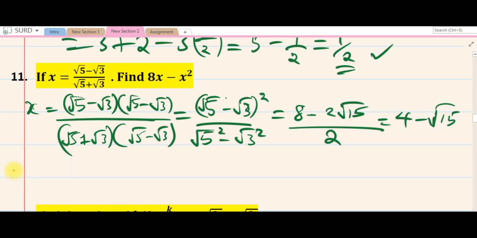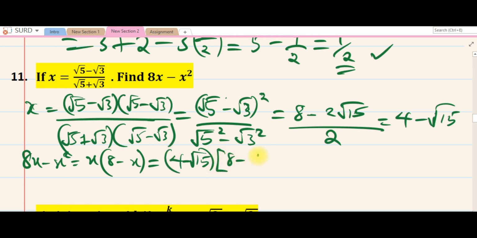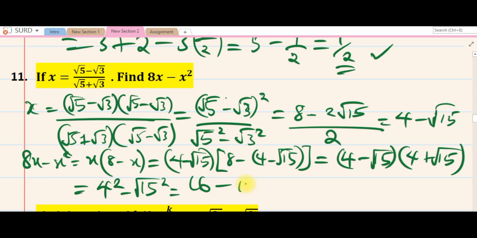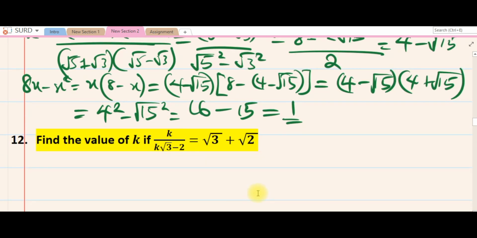But we're asked to find 8x minus x squared. So I now write 8x minus x squared as factor x, 8 minus x. So remember, we have x as 4 minus root 15. 8 minus 4 minus root 15. That's our x. Again, this turns out to be 4 minus root 15. 8 minus 4 is 4. Minus times minus root 15 is plus root 15. And this turns out to be difference of two squares, which is now 16 minus 15. The answer is 1. So the best way is to factorize.